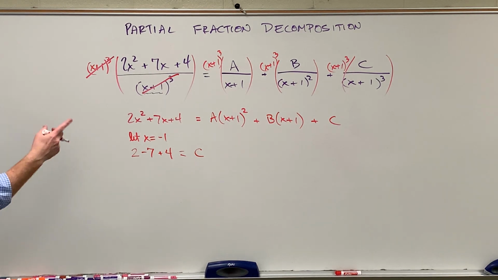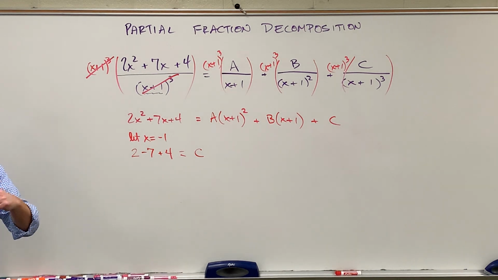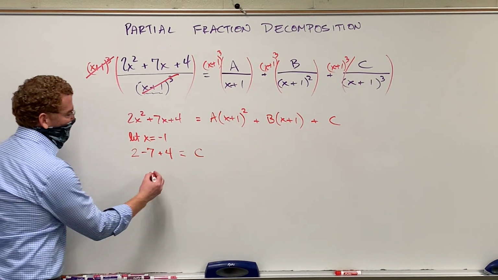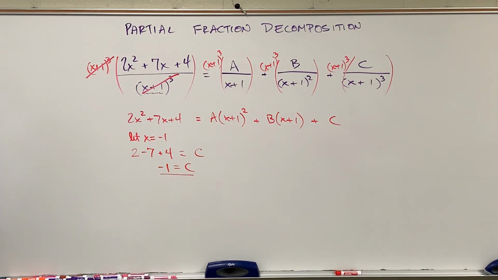So you don't have to show me, I mean, I was showing you in the first problem, plugging -1 into everything, but be wise. So right here we get C is -1. Great, I've got my C term. Now what would you do?